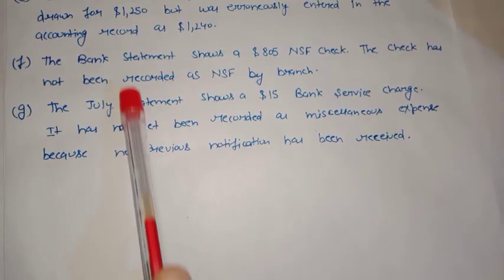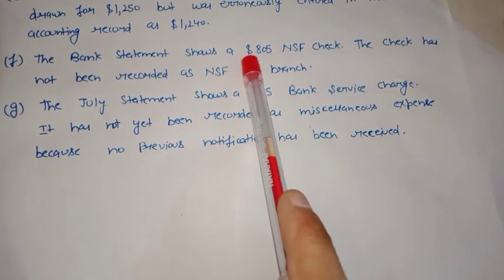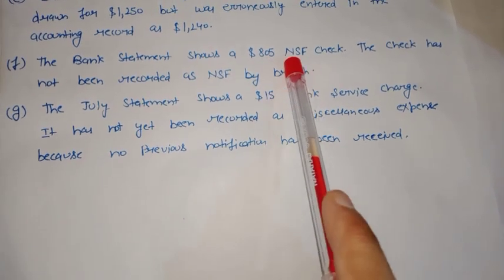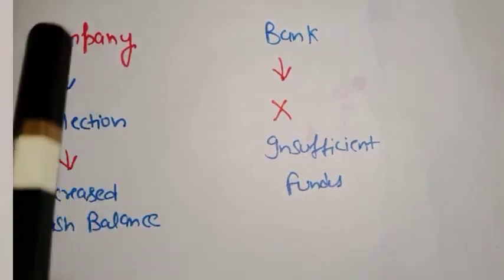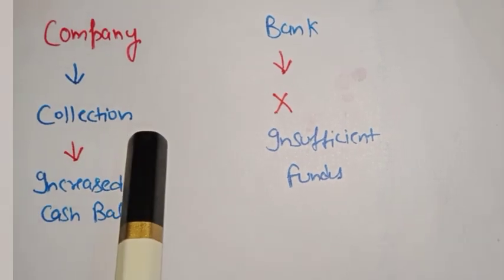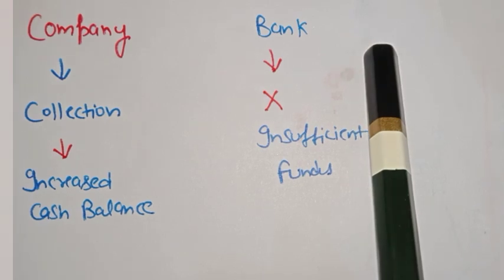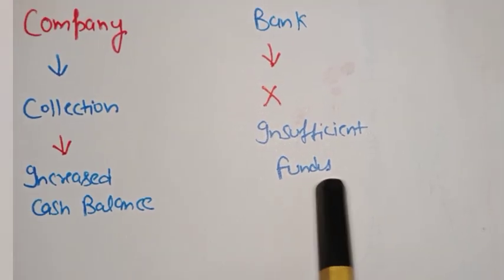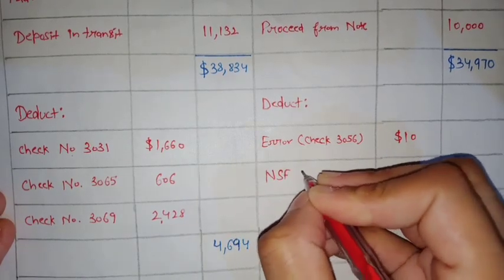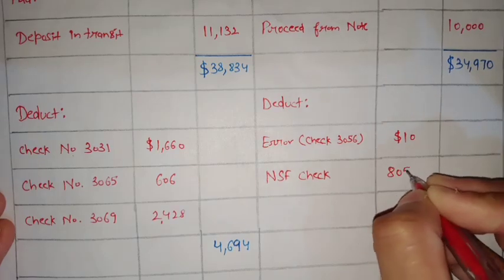Next, the bank statement shows $805 as an NSF check. The company had recorded this as a collection and increased the cash book balance, but actually the check was not honored by the bank on account of insufficient funds. Therefore, the company needs to deduct this amount.